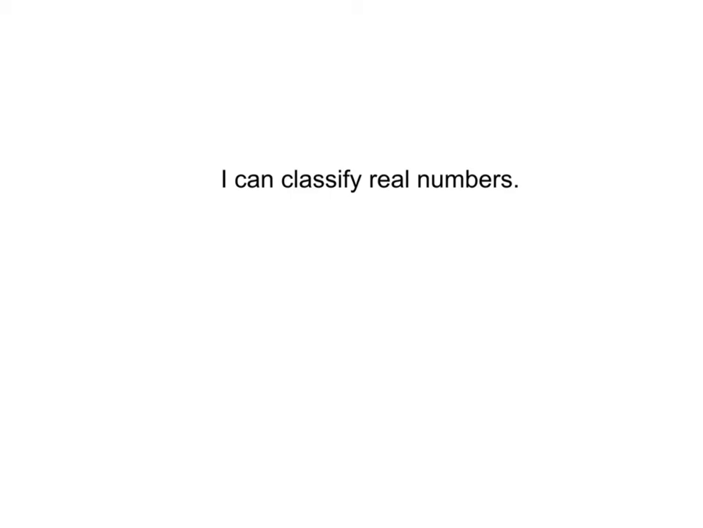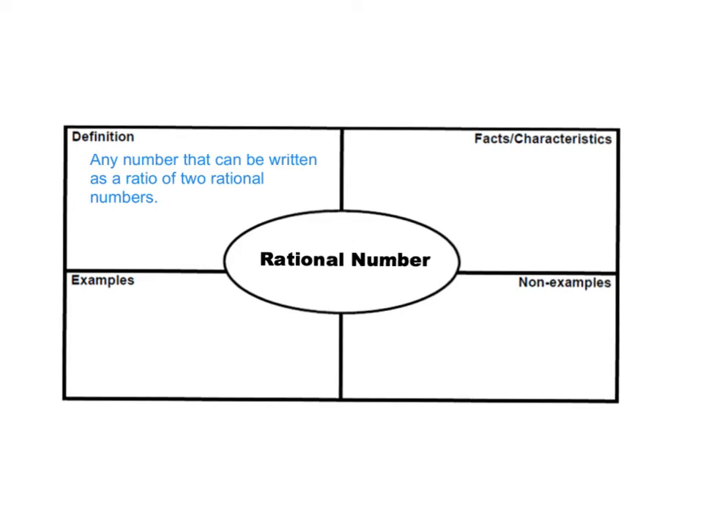In this lesson, we're going to look at how you can classify real numbers. So what is a rational number? A rational number is defined as any number that can be written as a ratio, and let's underline ratio, of two integers.